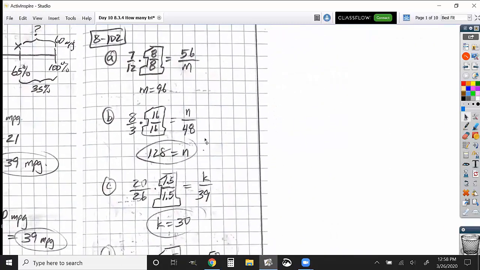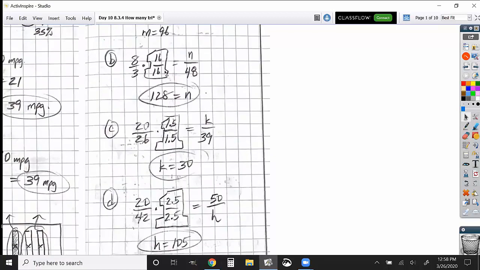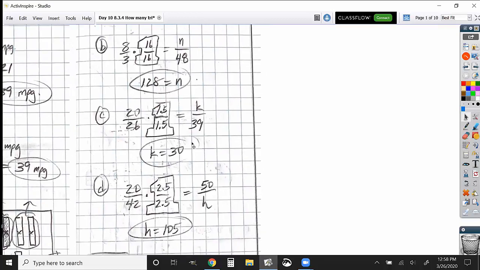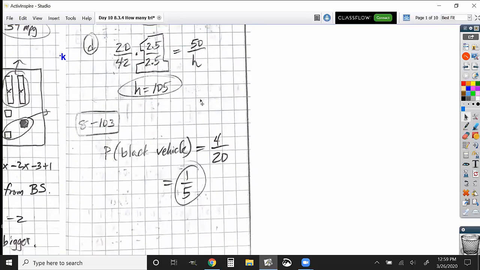Problem 102. I used the giant 1 method to figure out n was 96. In part B, I again used the giant 1 method to figure out n was 128. C, I had to figure out that 26 times 1.5 was 39. So if I use that giant 1, 20 times 1.5 is k. That makes k 30. And the same thing on D, I used 2.5 for my giant 1. And problem 103, probability of getting a black vehicle was 4 out of 20. So that would be a 1/5 probability.